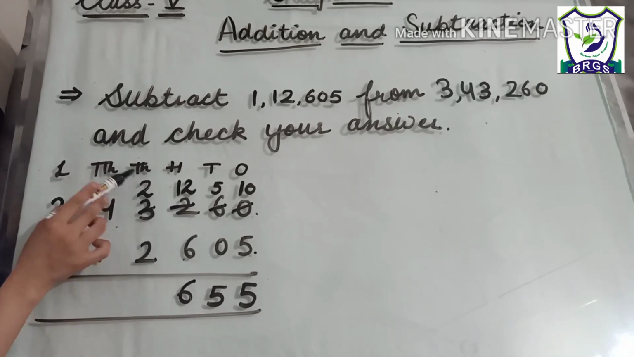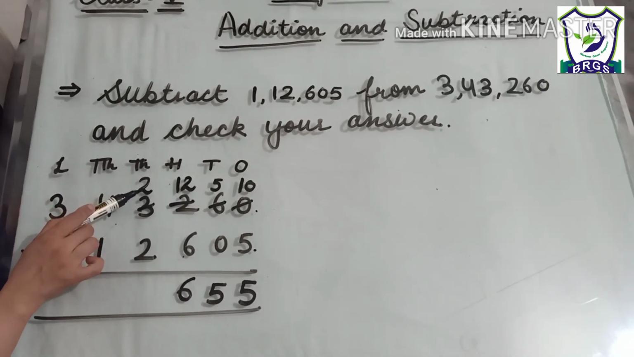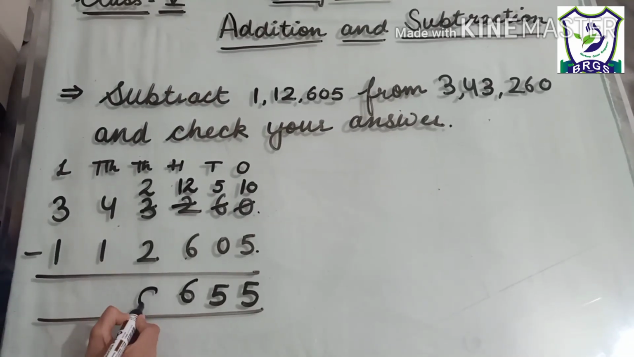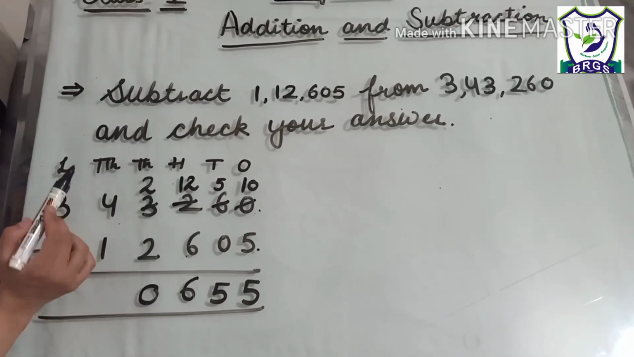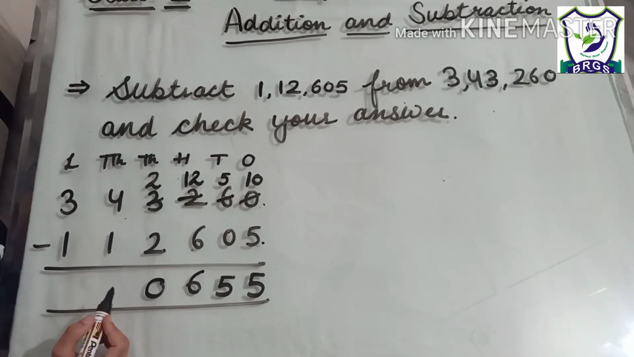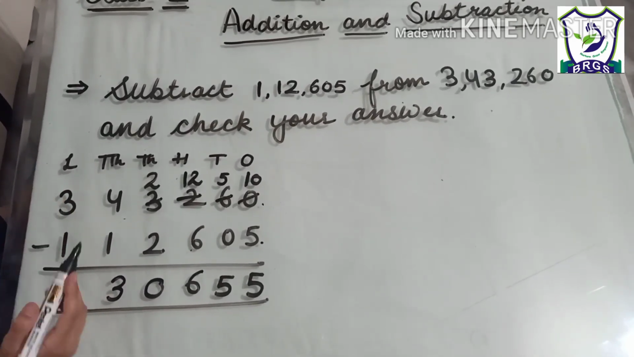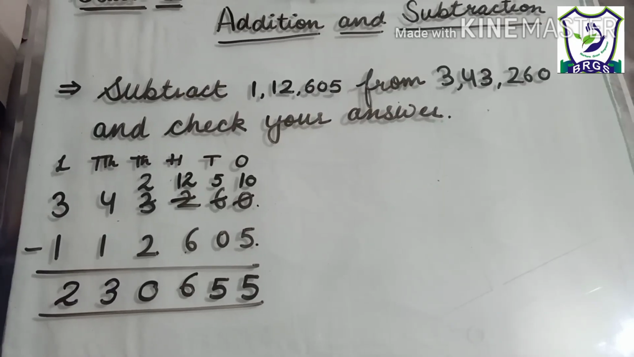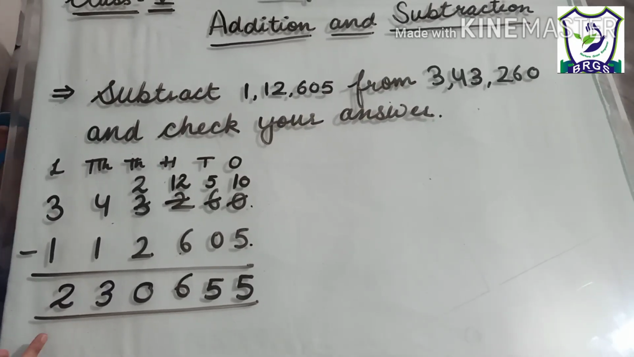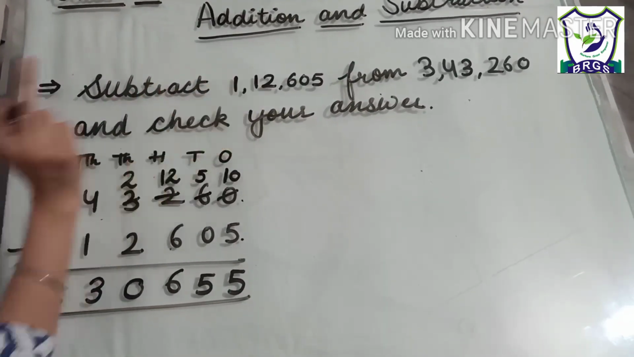Another one, move to thousands place. Subtract 2 minus 2. It will be 0. Now move to 10,000. It is 4 minus 1. That is 3. Now move to lakhs place. 3 minus 1 is 2. Okay students, this is what we have done, that subtract this number from this.